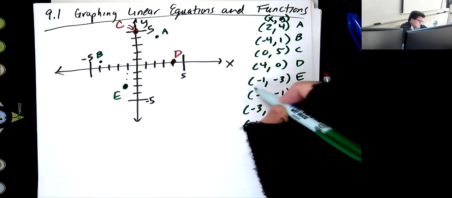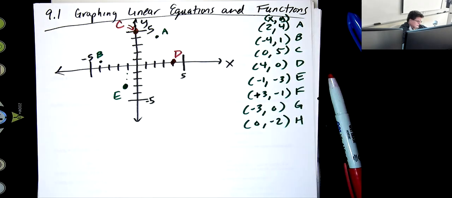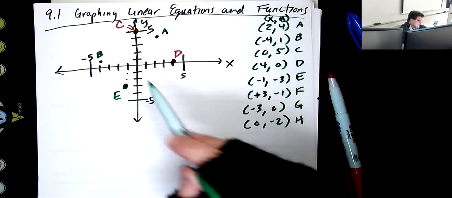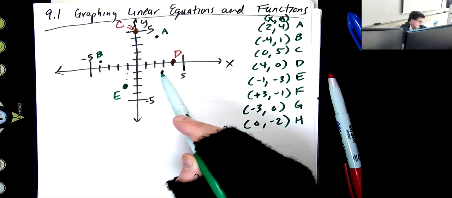Let's make this +3 and -1 right there for F. So -3... right 3, down 1. That's F.